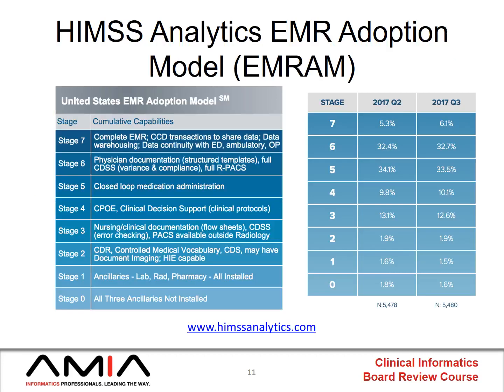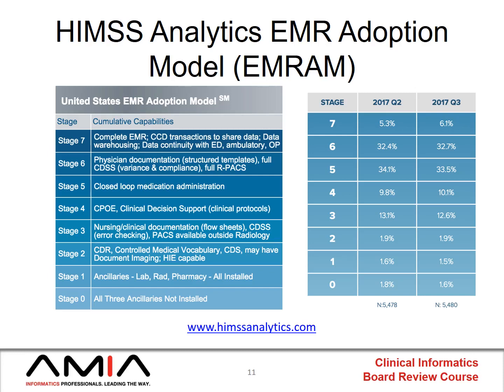Another way to measure usage of electronic health records is to look at models such as the HIMSS Analytics EMR Adoption Model, or EMRAM. This is an 8-stage model that lists cumulative capabilities for EHR adoption. Starting with stage 0, there are basically no systems installed. At stage 1, there are ancillary systems such as standalone lab, radiology, pharmacy.